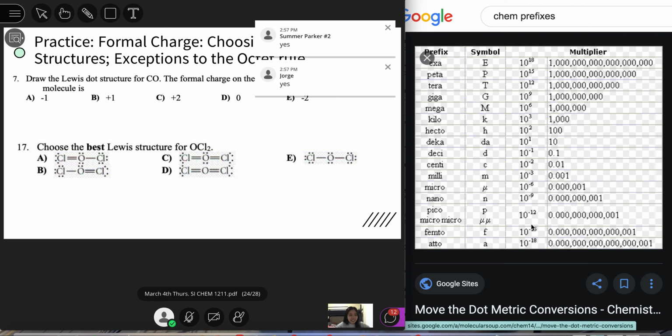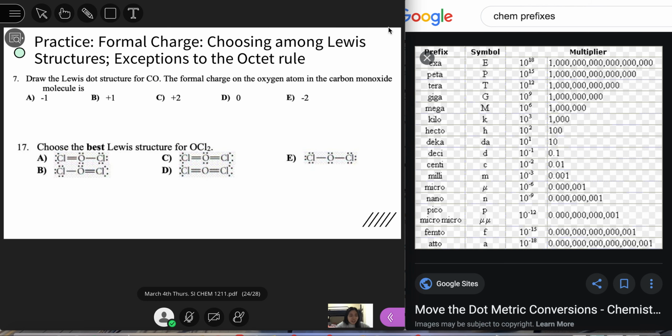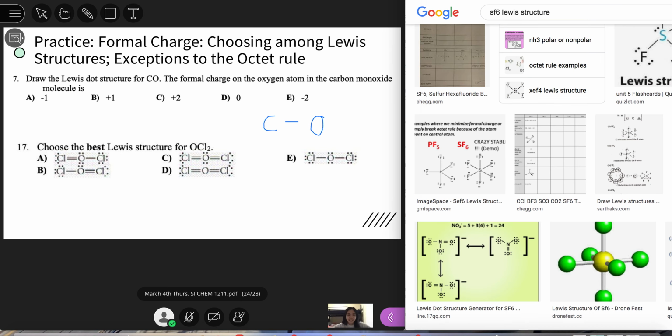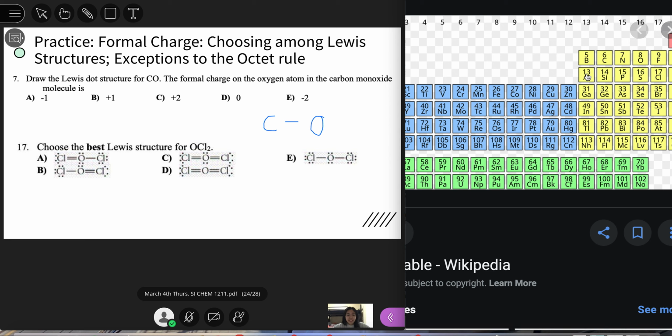Okay, so those are the answers. And then these are the last two. Draw the Lewis dot structure for CO, and then what's the formal charge on the oxygen? 6. So, how do we do this? What's the answer? You have C double bond to O. What's the formal charge on the oxygen? Do we know? Because what's the valence electrons on this? We have 10, right? 10 valence electrons, because that's 6 and that's 4. So that's separate, by the way. That's 4 and that's 6, so that equals 10.